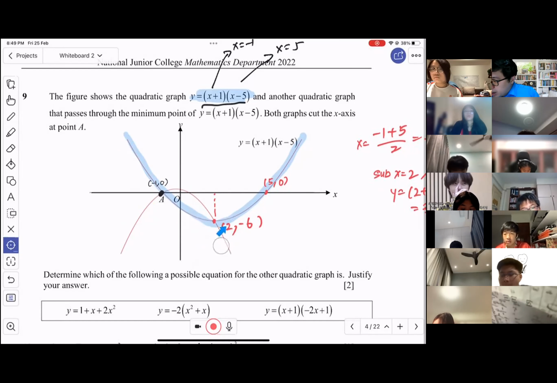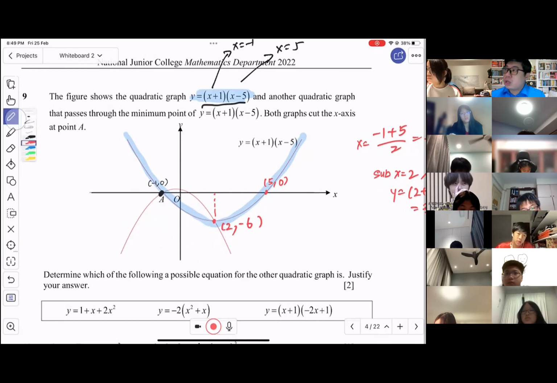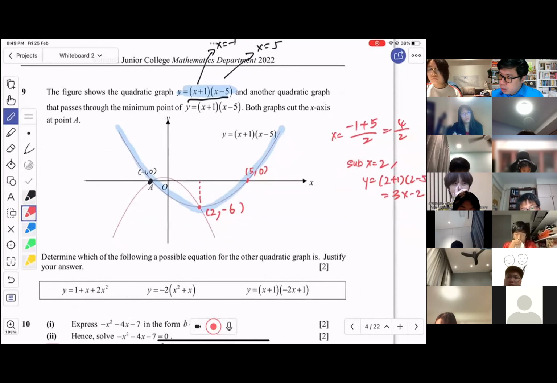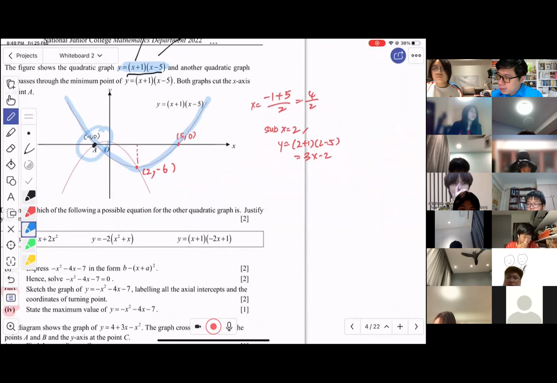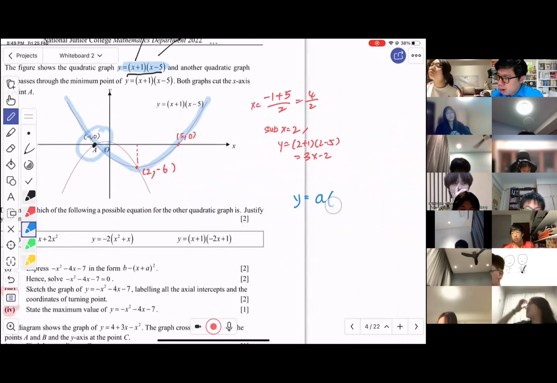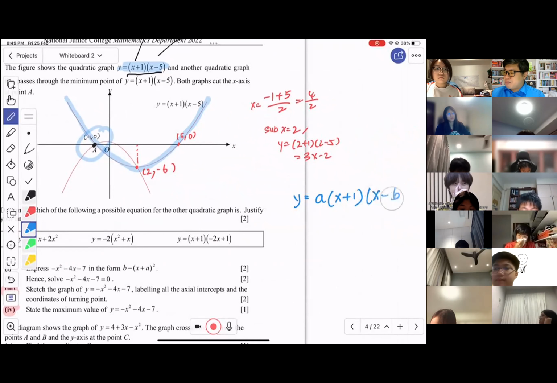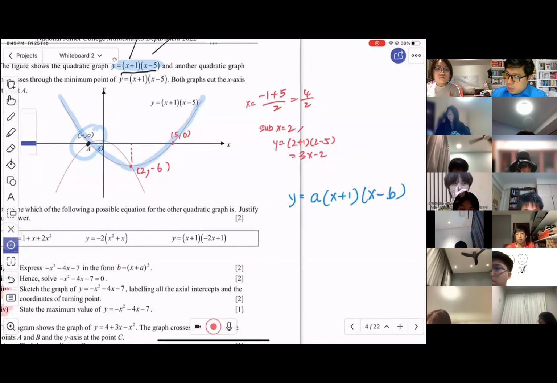So then, what else? What do I do next? From here, the fact that it contains this will tell me that the graph will look something like y equals a, x plus 1, x minus b. Why does it have x plus 1? It's because it contains this intercept. If it contains this root, x plus 1 will be a factor.